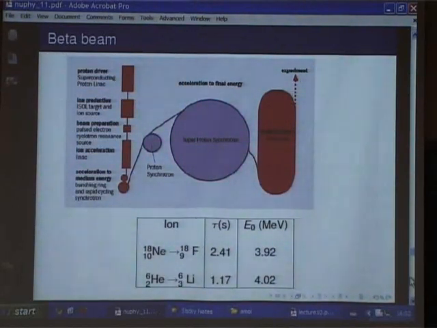Beta beam is you take nuclei which undergo beta decay. And we know that if you have beta decay, you can only get electron positive. That's it. There is no contamination. So this is in some sense a very clean beam. So people have identified some nuclei which have reasonable lifetime, so 2 seconds and 1 second, and reasonable energies. So of course these energies are in the rest frame, boost them, accelerate them, and then you can.